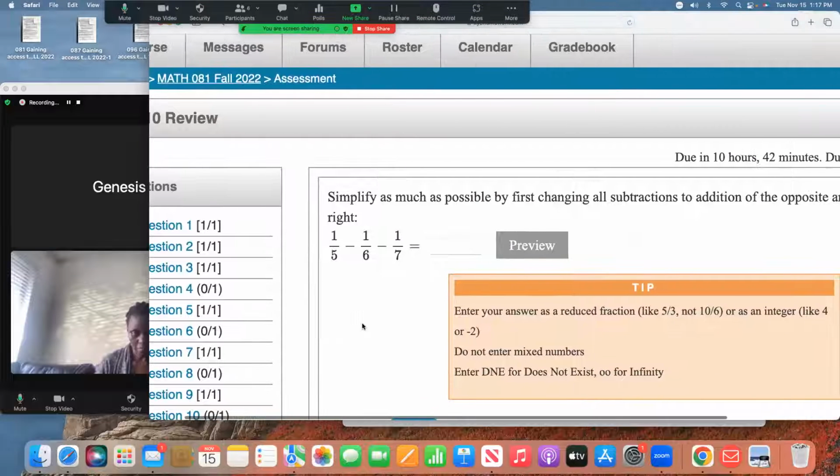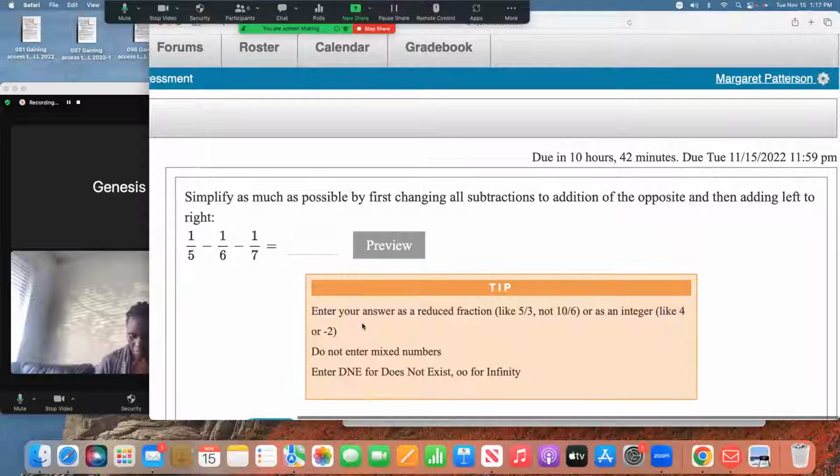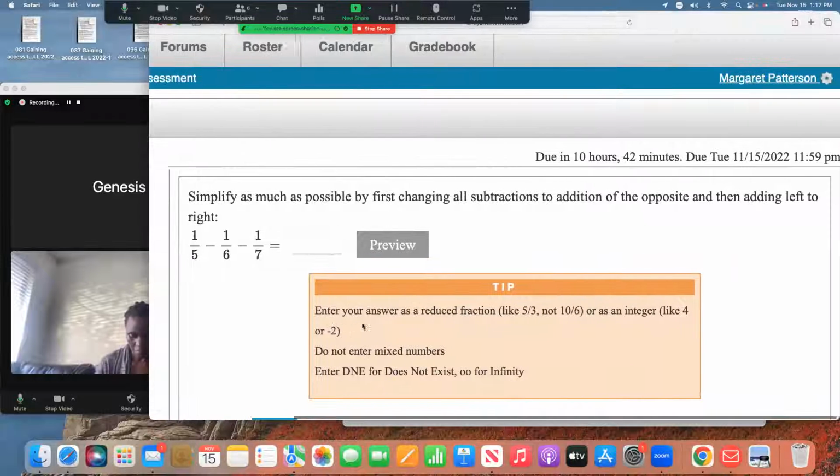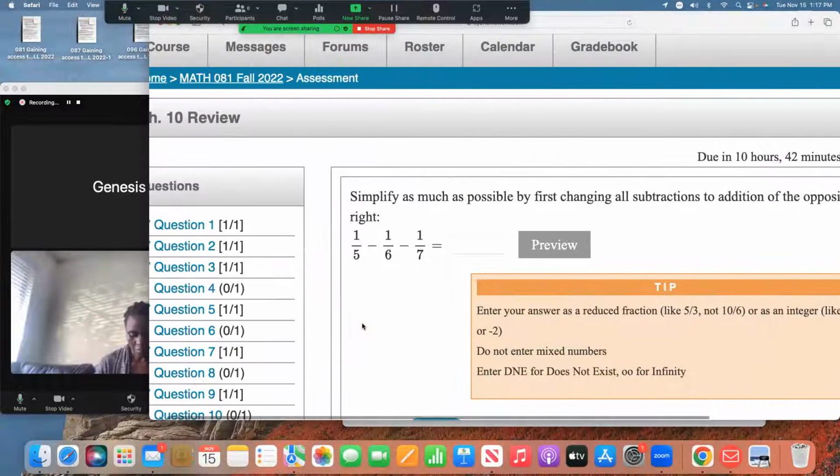Is that okay? Simplify as much as possible by changing all the subtraction to adding and so on and so forth. Okay, this is mostly a subtract problem, but the first number is positive, and I would write it first, but we've got to get a common denominator. 1/5 subtract 1/6 subtract 1/7.